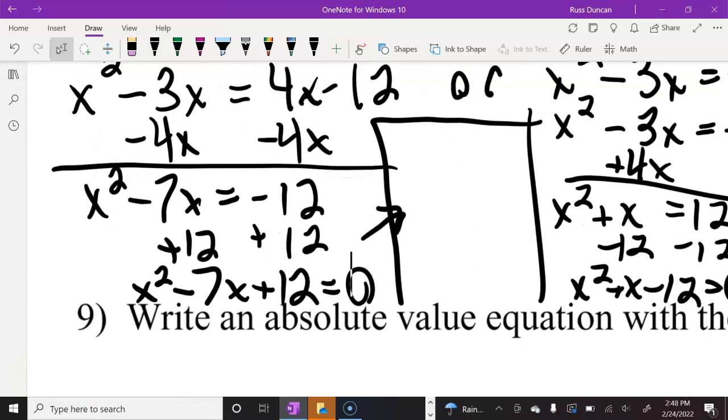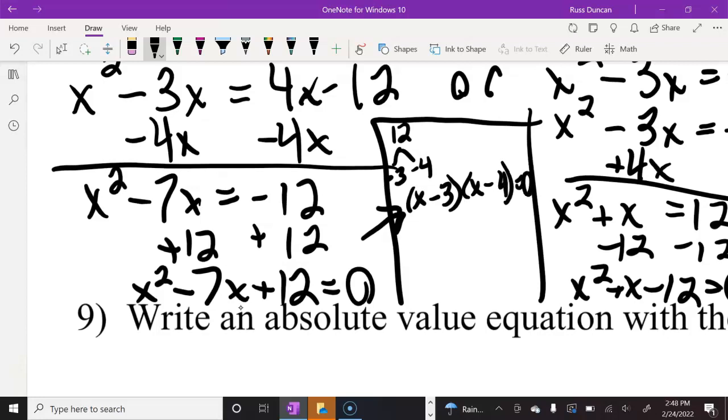Okay? I have to find factors of 12 that factor to give me negative 7. And here's what I mean. Negative 3 times negative 4 gives me 12. But negative 3 plus negative 4 gives me negative 7. So this can be written as the factors x minus 3 times x minus 4.